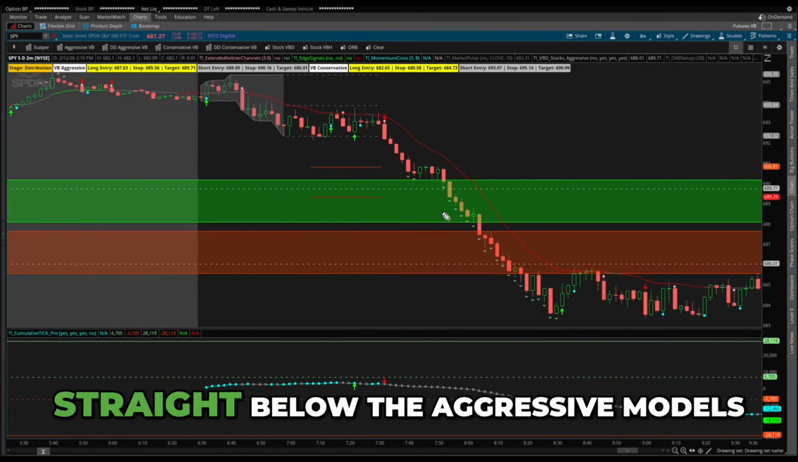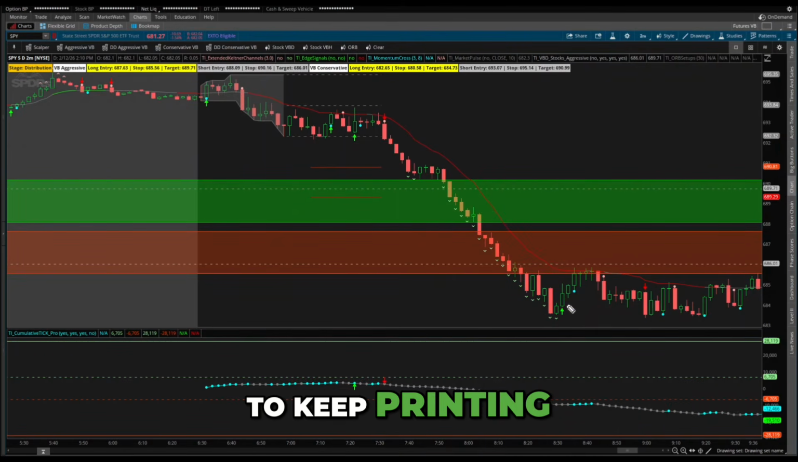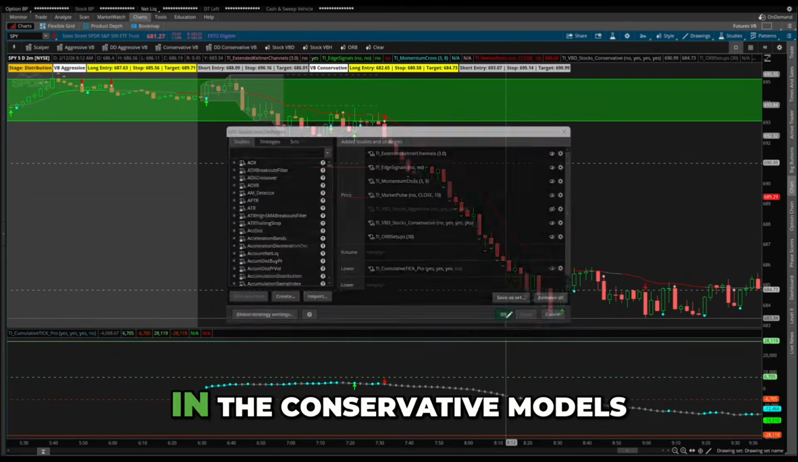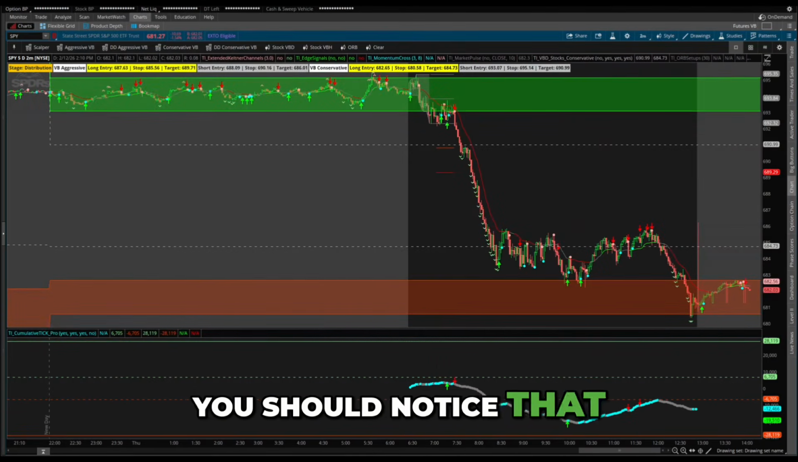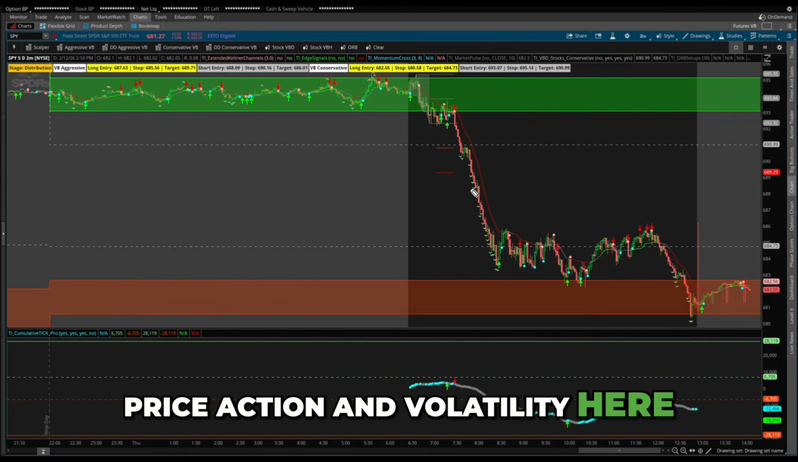So price here broke straight below the aggressive models, and these wedges continue to keep printing. We're looking at this green arrow to help us figure out where the sell side activity should stop. And if I load in the conservative models, you should notice that that did a much better job of containing price action and volatility here.